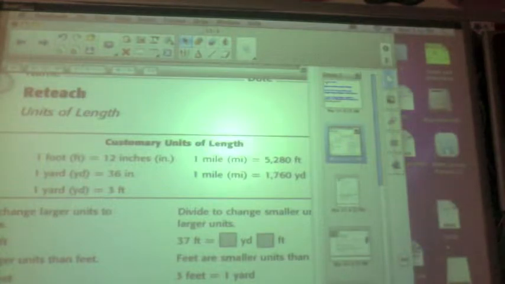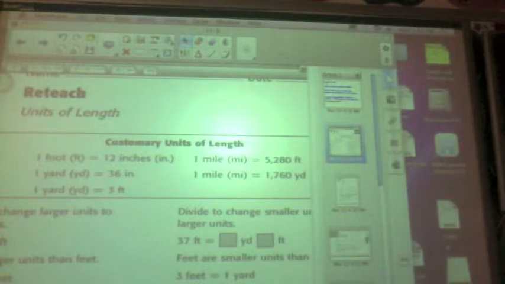We'll be talking about lesson 11.1, and that's units of length. I'm off to the side because I have our reteach page blown up here on the screen, and I want to point this out to you.